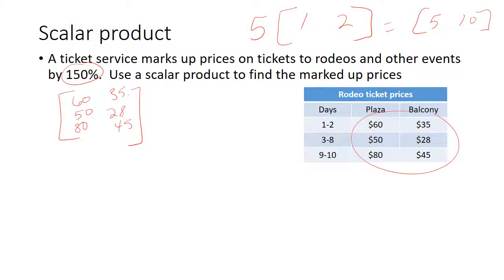Let's find our scalar product. So we're not going to multiply by the 150 because it's 150%. What we're going to need to do is change that to a decimal that would be used. So 150% is the same thing as 1.5. So that's what we're going to multiply it by.